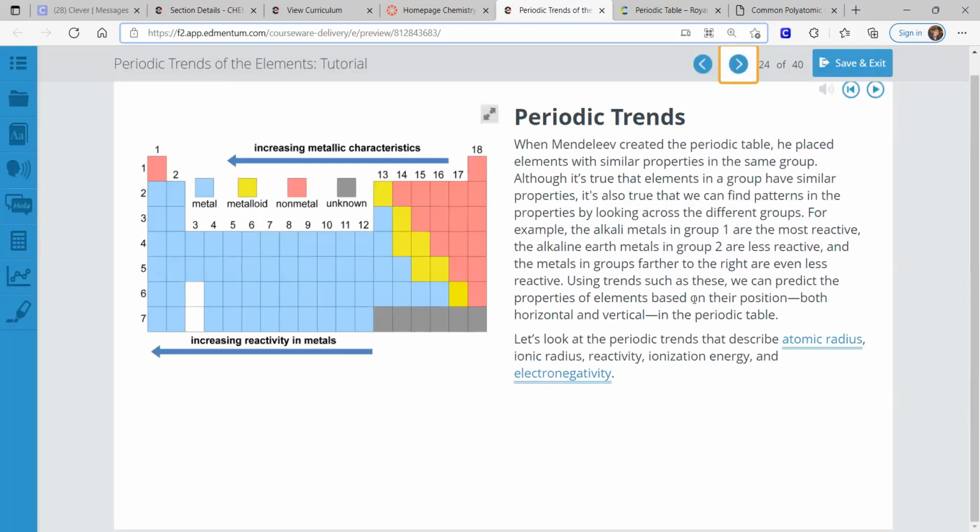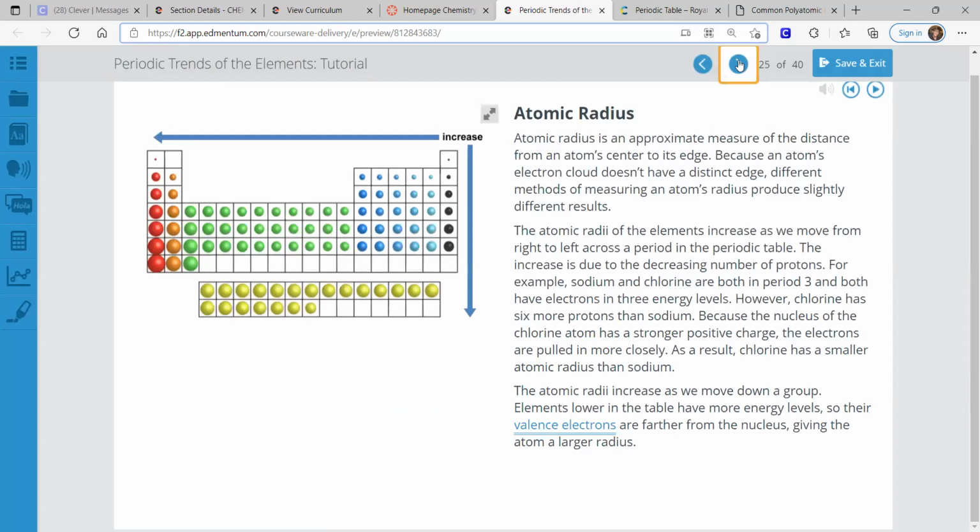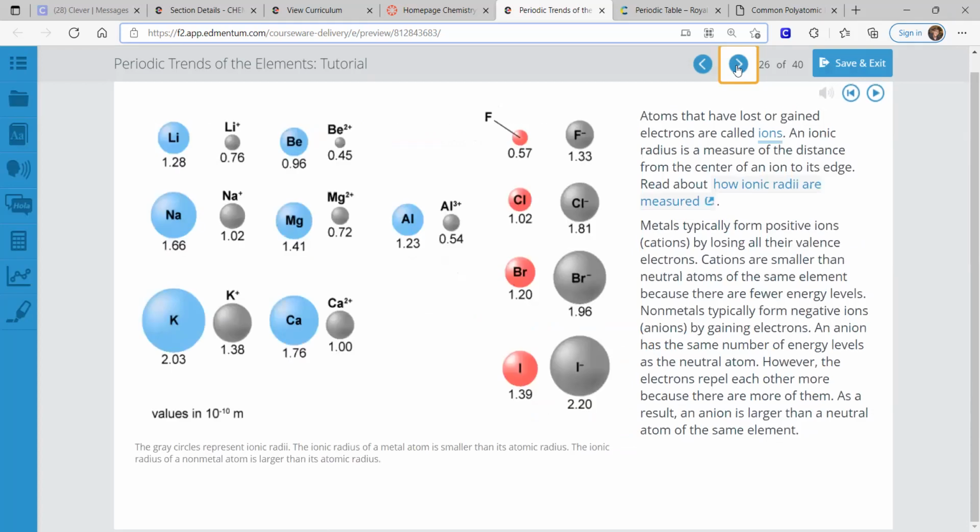Now we're going to look at the trends. Remember, we have metals on this side of the table, non-metals here, and metalloids, a bit of both, in between. Here we have atomic radius, how big the atom is from its center to the edge. And it increases to the left and down. Increases to the left and down. And it'll show you why that happens.